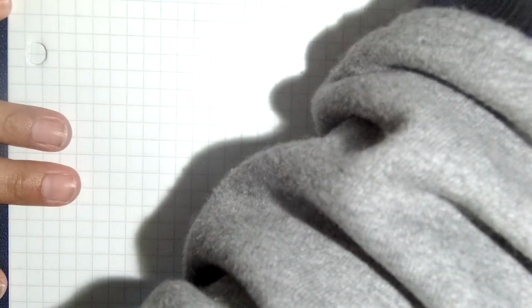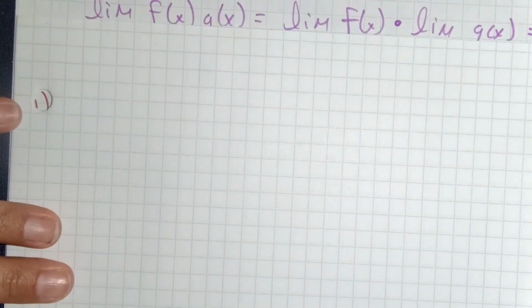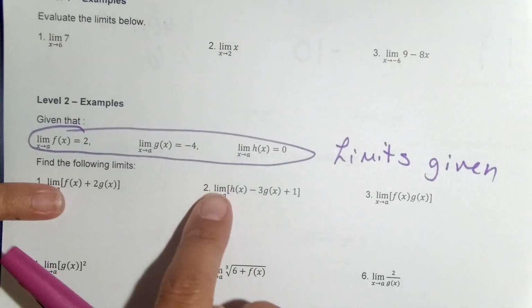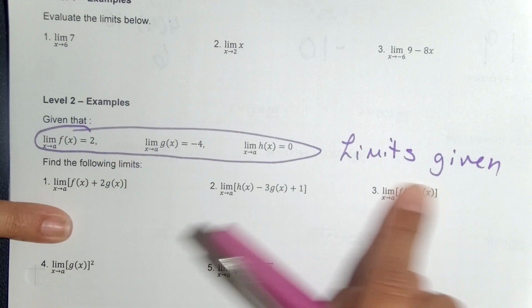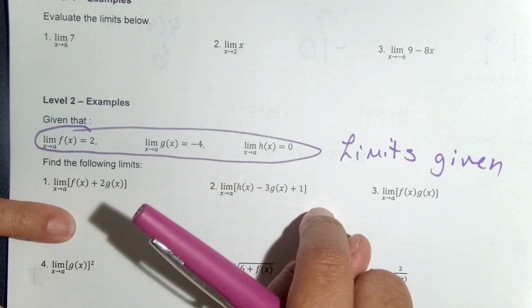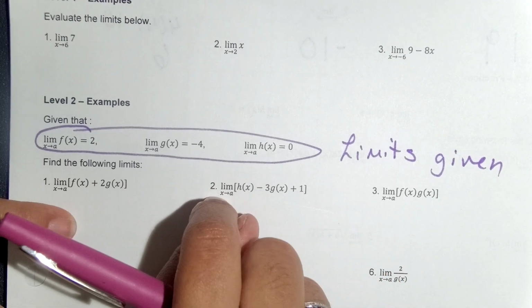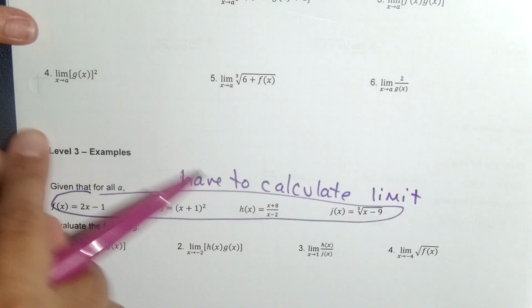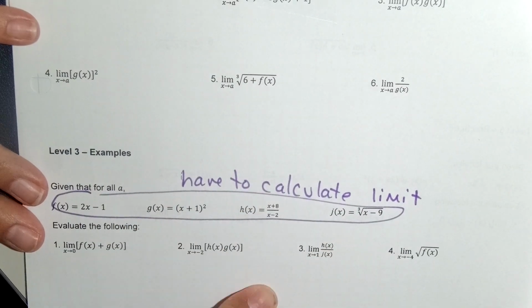So let's look at, no, we have not done level 1 examples, right? All right. Let's look at level 2. The difference between level 2 and level 3, where did my examples go? The difference is that in level 2 you don't have to calculate the actual limits. They give you the limits, okay? For level 3, you will need to calculate the limits and then do the laws.